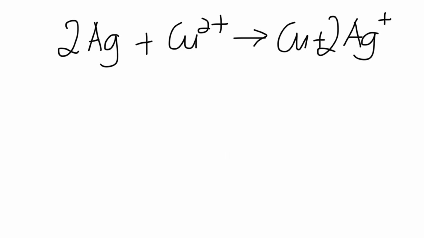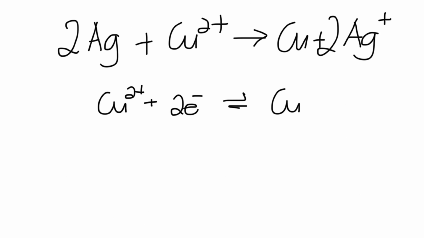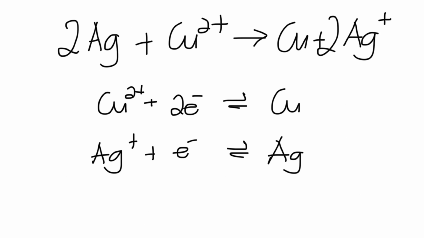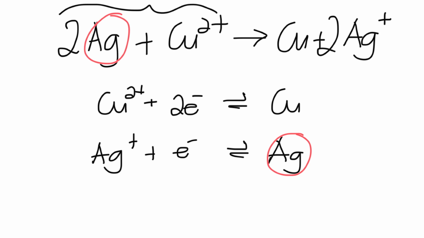To decide if it's spontaneous or not, I look at my redox table, I find the position of the copper and the silver. On your redox table, it looks as follows. Copper 2+ plus 2 electrons reversibly makes copper. And lower down, silver plus an electron reversibly makes silver. I look at the 2 reactants on the left-hand side and I find them on the table. On the table, I see that the silver lies there. I see that the copper 2+ lies there.